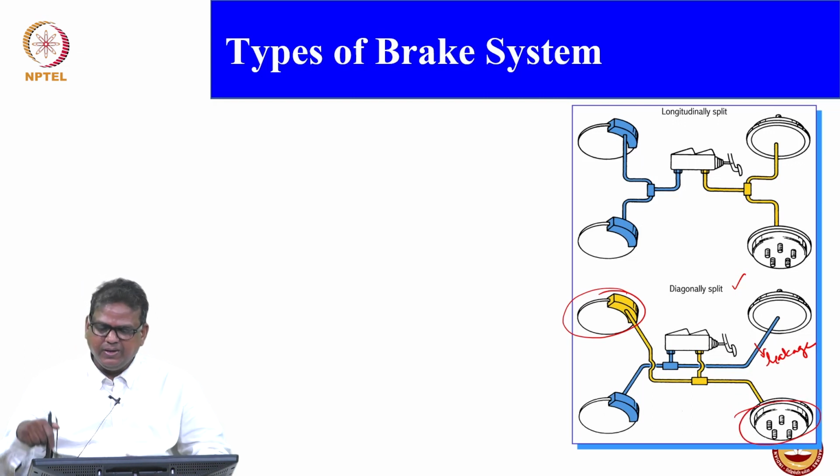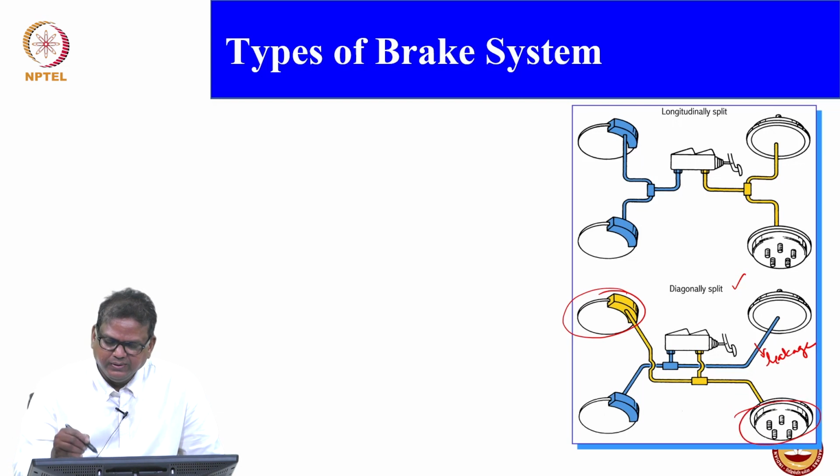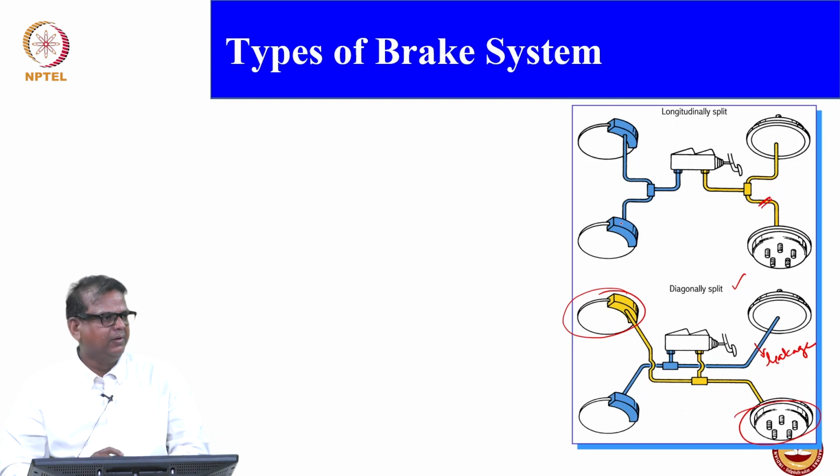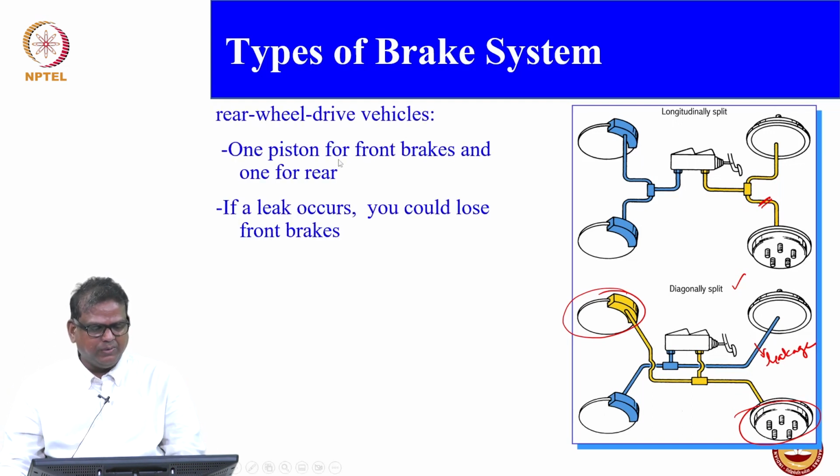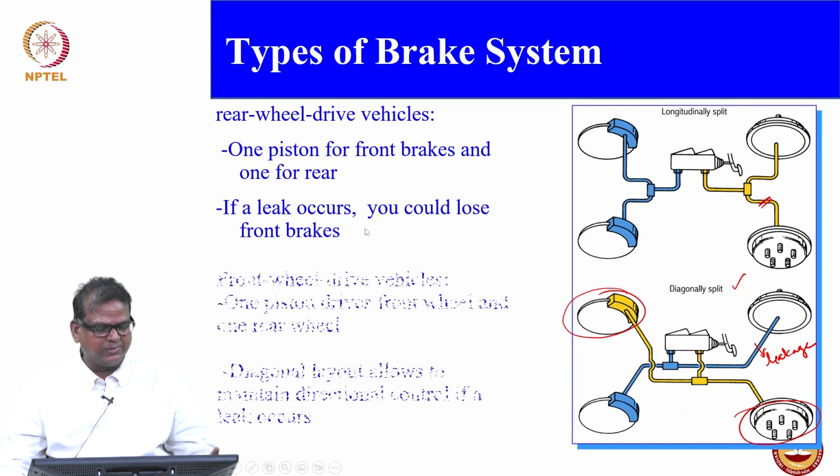Assuming instead of that, if the leakage happens at either rear or front, what happens to my vehicle stability? It's not good, right? So it's preferred to have a diagonally split arrangement for the braking aspect. For rear wheel drive, one piston from front brakes and one for rear, this is usually for rear wheel drive. Even if a leak occurs, you could lose front brakes.